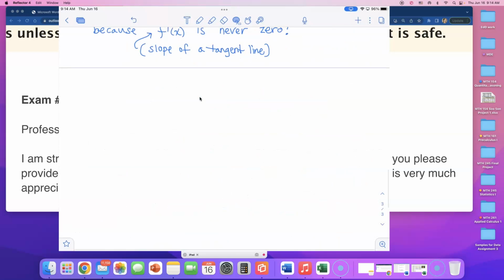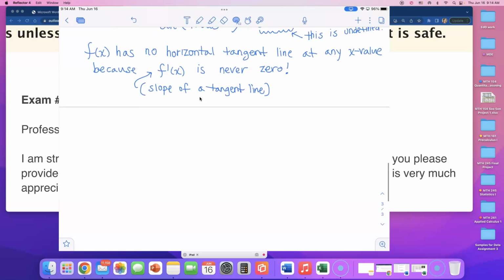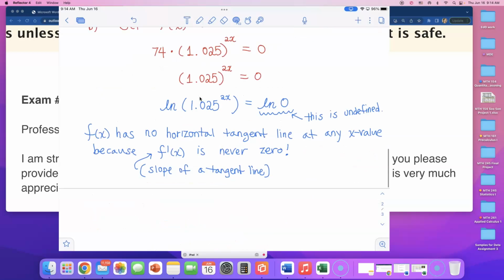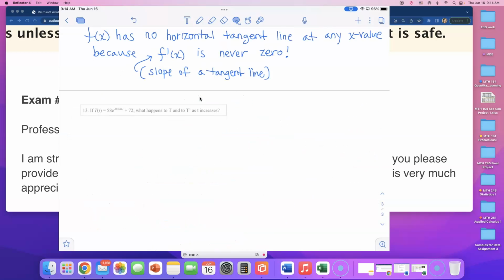Hold on. Where did you go? Copy this again. Okay, I'll make this a little bit bigger.